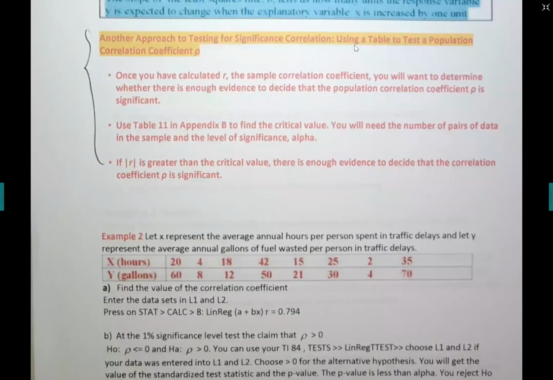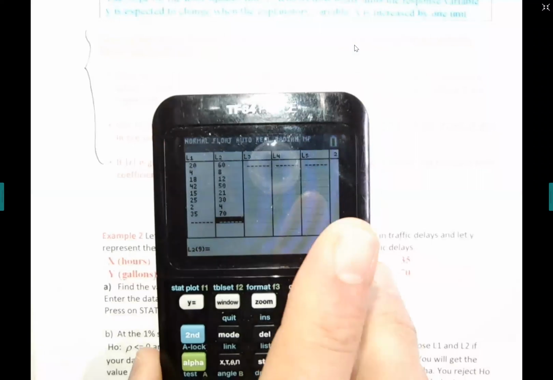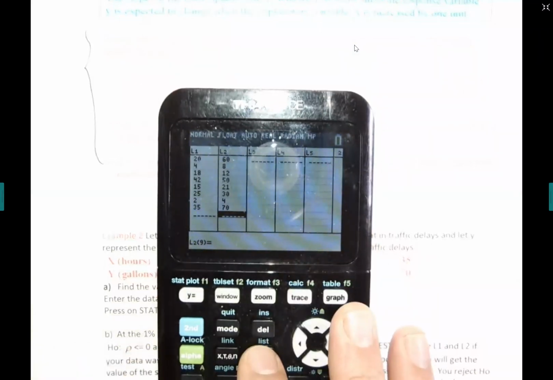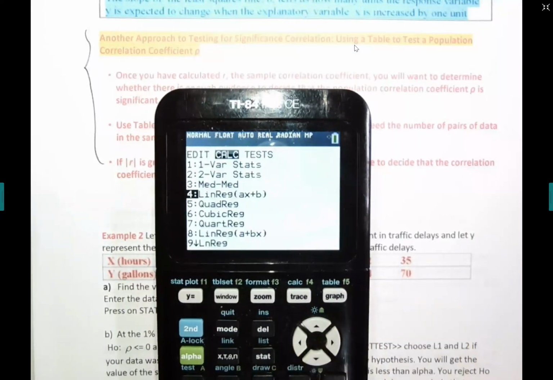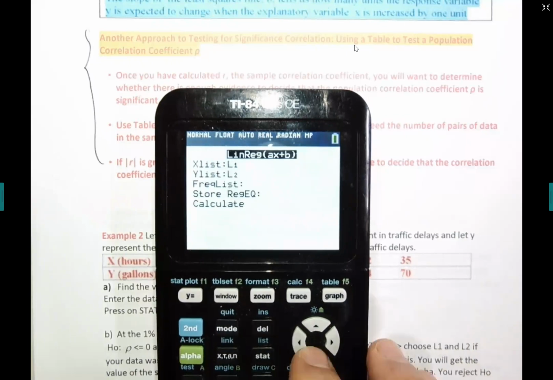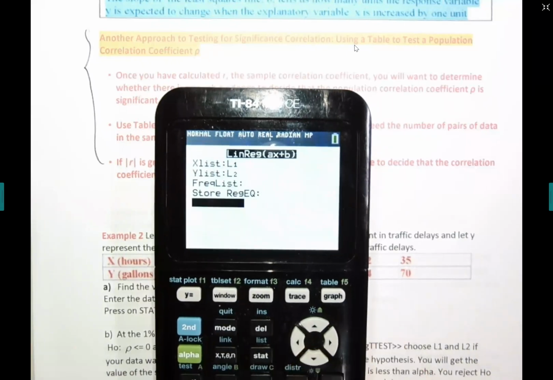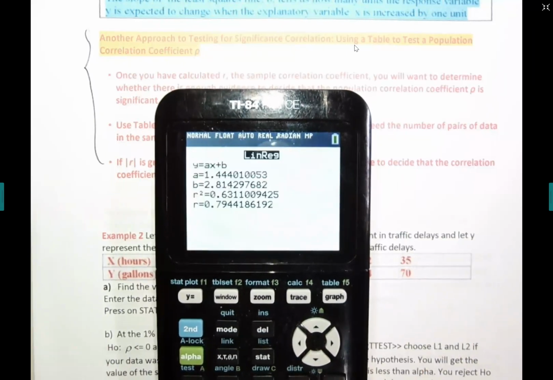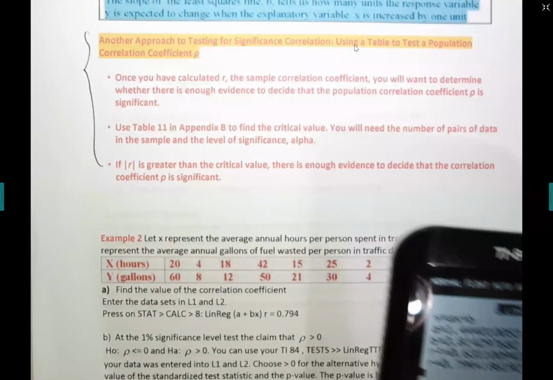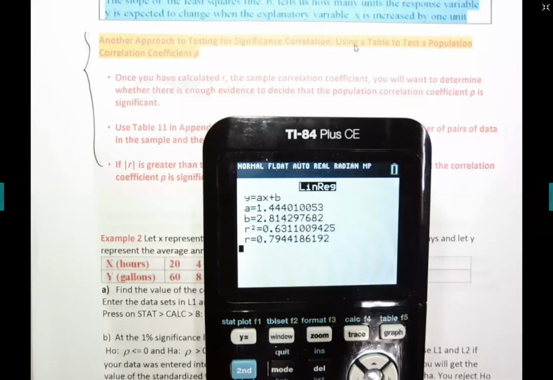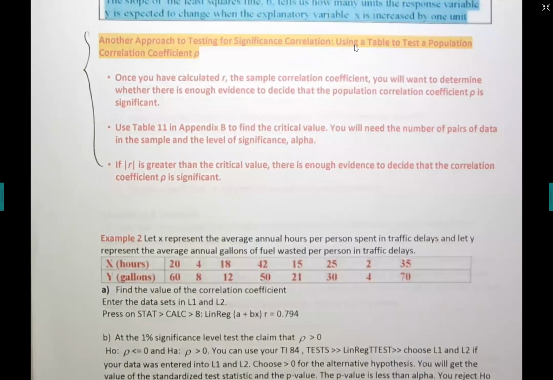Find the value of the correlation coefficient, R. Okay, how do you do it? Let's do it together. You go to Stat, Calc, number 4, press Enter. I got the list, L1, L2, scroll down, Enter, guys, and R is 0.7944. Usually he will tell you how many decimal places when you do this online. So whatever the number of decimal places, 0.7944. So I did 3 here. I put 0.794. Any questions?